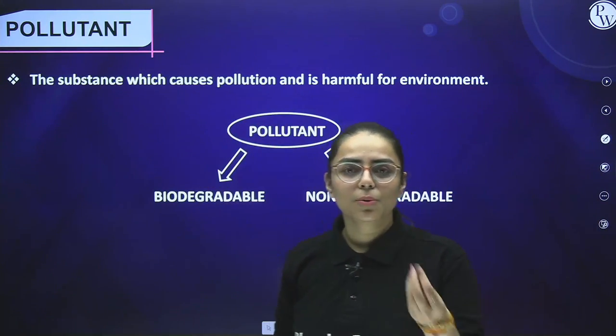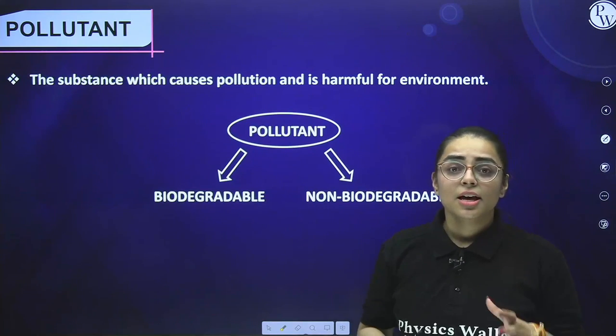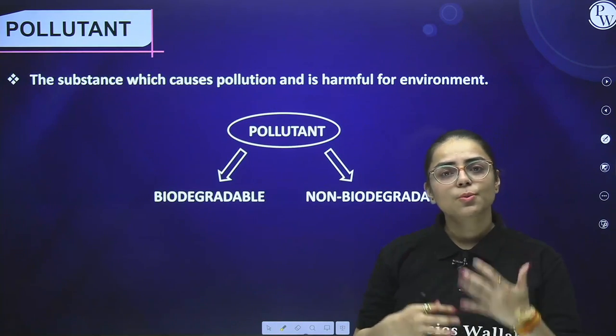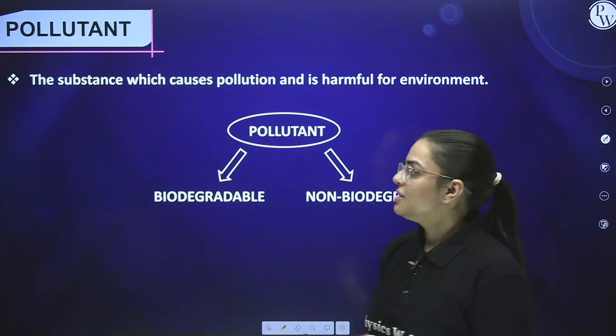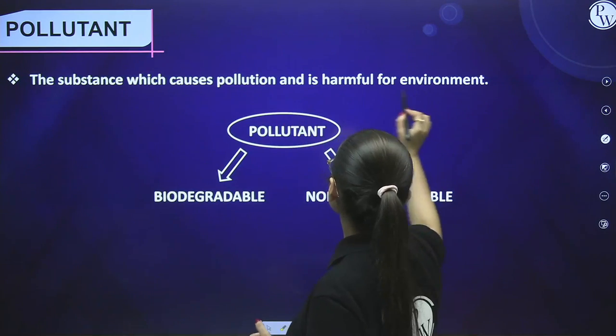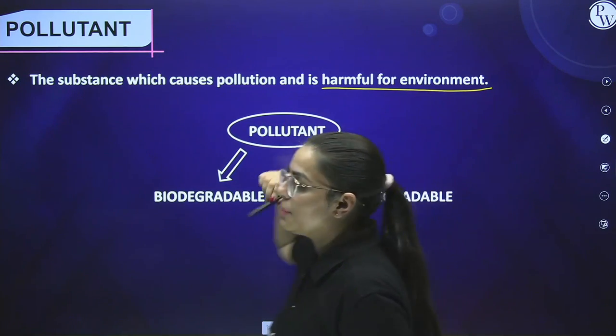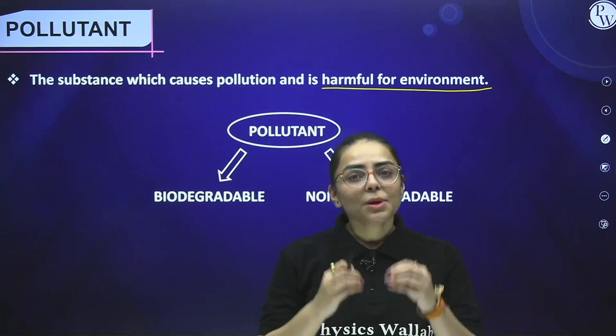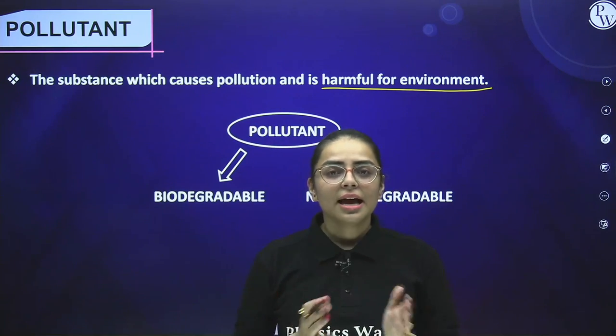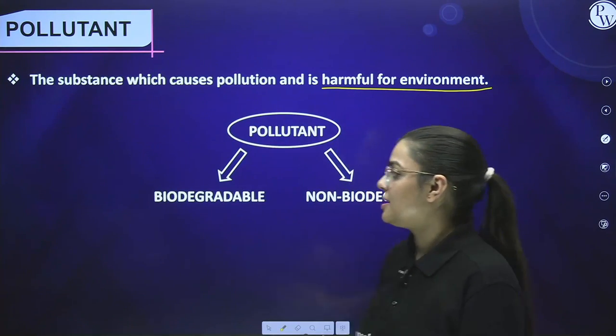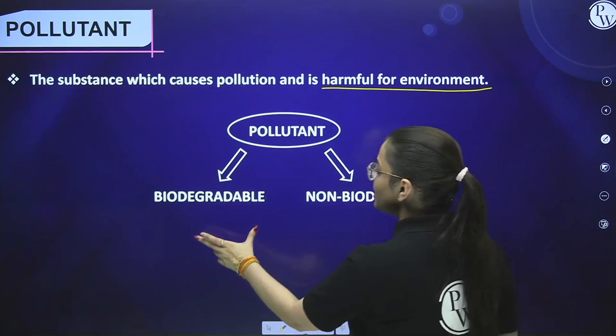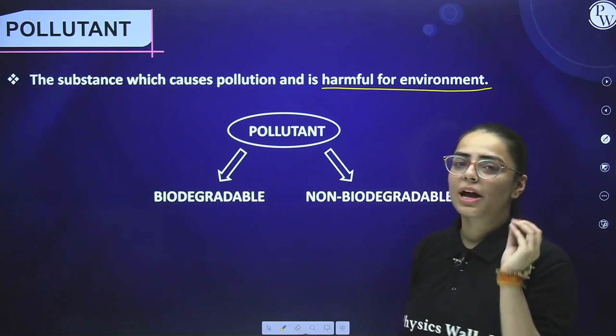Now students, we need to know about pollutants. What do you mean by pollutants? These are those substances which are responsible for causing pollution. So these are referred to as pollutants. And this is harmful for the environment. Why is it harmful for the environment? Because it is causing pollution. Now students, it is further categorized into two types: one is biodegradable and another one is non-biodegradable.